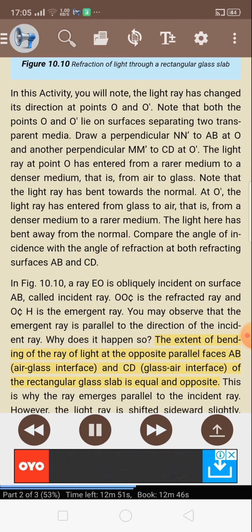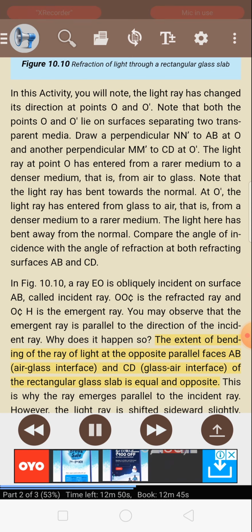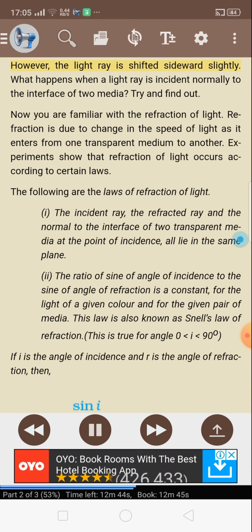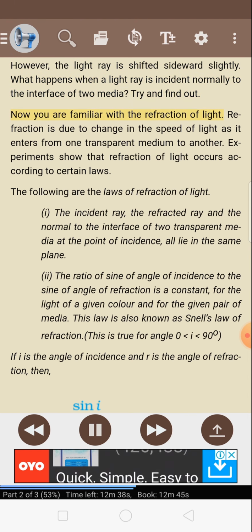The extent of bending of the ray of light at the opposite parallel faces AB, the air-glass interface, and CD, the glass-air interface, of the rectangular glass slab is equal and opposite. This is why the ray emerges parallel to the incident ray. However, the light ray is shifted sideways slightly. What happens when a light ray is incident normally to the interface of 2 media? Try and find out. Now you are familiar with the refraction of light.